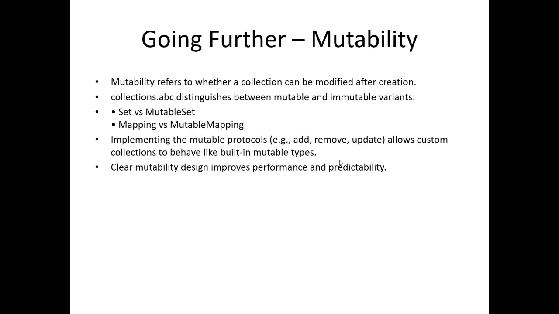Going further, mutability. Mutability determines whether a collection can be modified after creation. Python distinguishes between mutable and immutable variants of collections. For example, Set versus MutableSet, Mapping versus MutableMapping. By implementing mutable protocols like add, remove, update, your collections can behave like built-in mutable sets or dictionaries.